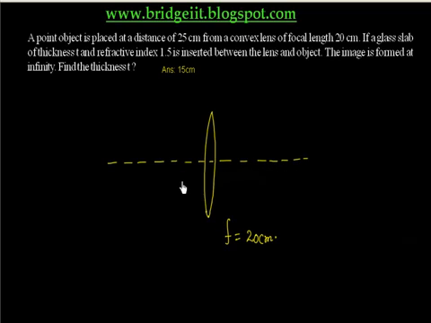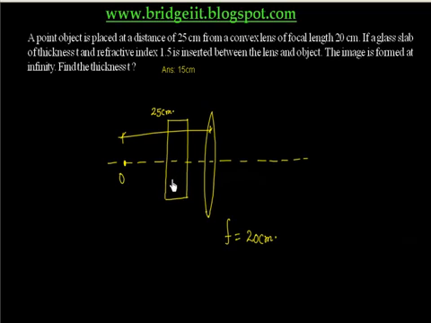Now focal length is 20 centimeter. An object is placed at a distance of 25 centimeter, so this distance is 25 centimeter. Now there is a slab that is inserted between these points, so between the object and the lens. Let us say it is somewhere here. So this is the slab that has been inserted, and the thickness of the slab you have to find out.